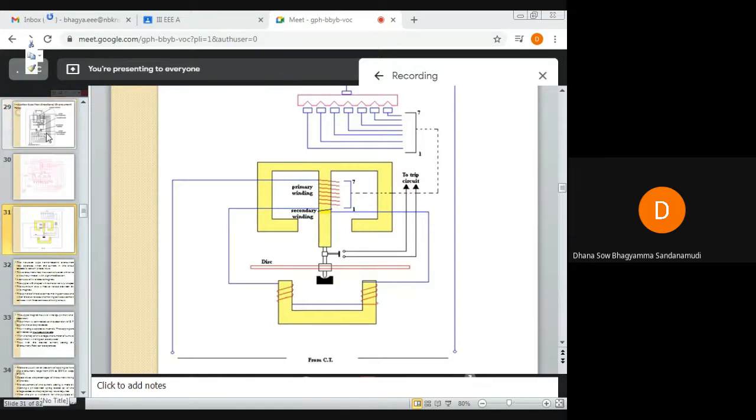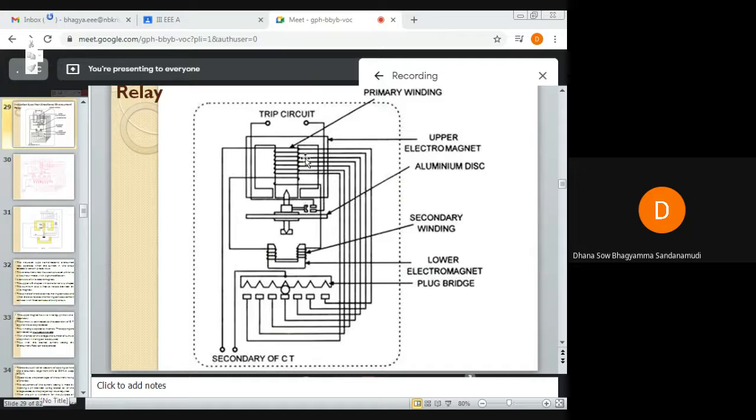I will show you another image. So this is the primary winding of the upper electromagnet, given to the secondary of the CT. This is one terminal. The other terminal is this, which is coming from the plug setting multiplier. The primary winding is tapped at intervals. The tappings are connected to a plug setting bridge or plug setting multiplier. So this is our plug setting multiplier.